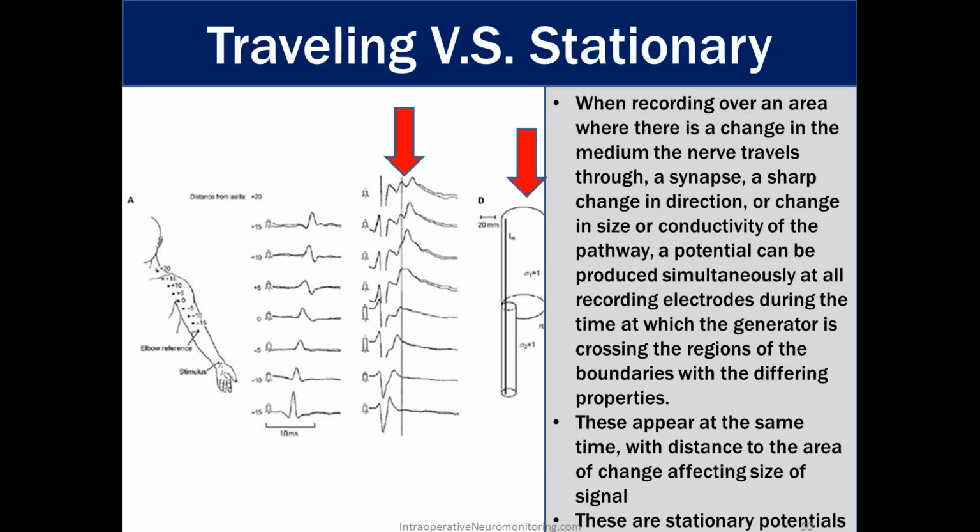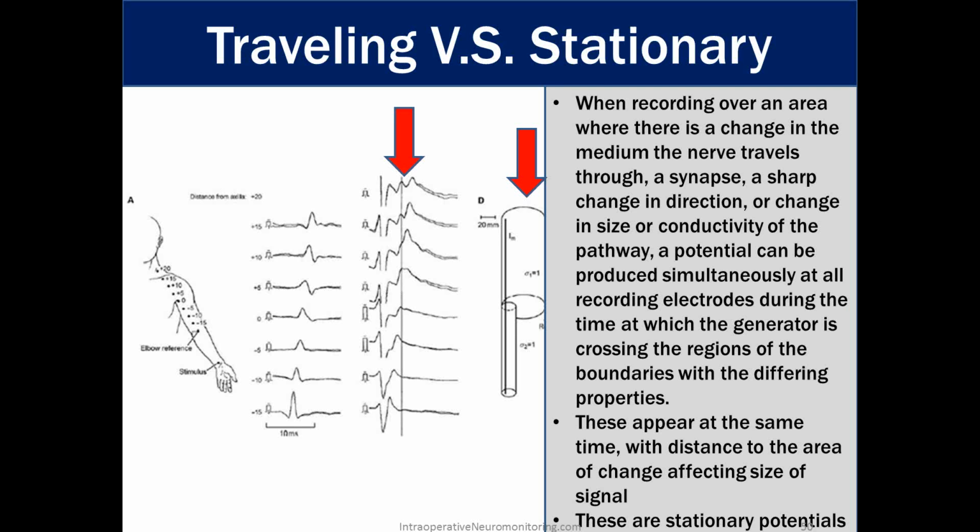Here we're looking at stationary potentials. When recording over an area where there is a change in the medium the nerve travels through, a synapse, a sharp change in direction, or a change in the size or conductivity of the pathway, a potential can be produced simultaneously at all recording electrodes during the time at which the generator is crossing the regions of the boundary with the differing properties. These appear at the same time, with distance to the area of change affecting size of these signals. These are stationary potentials.